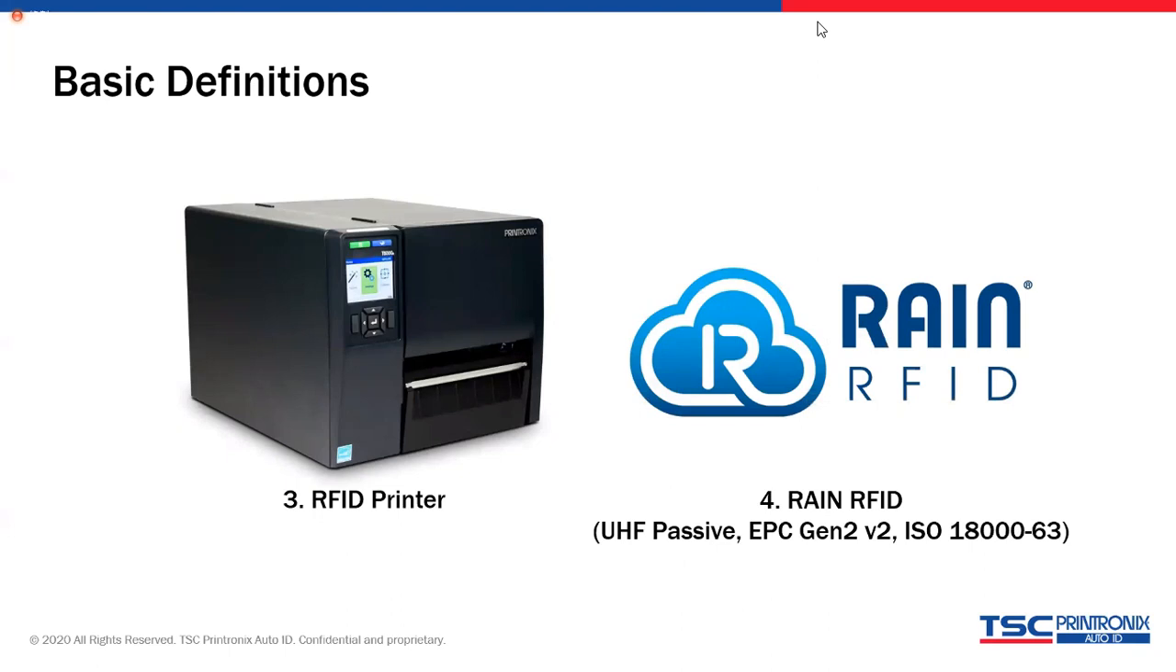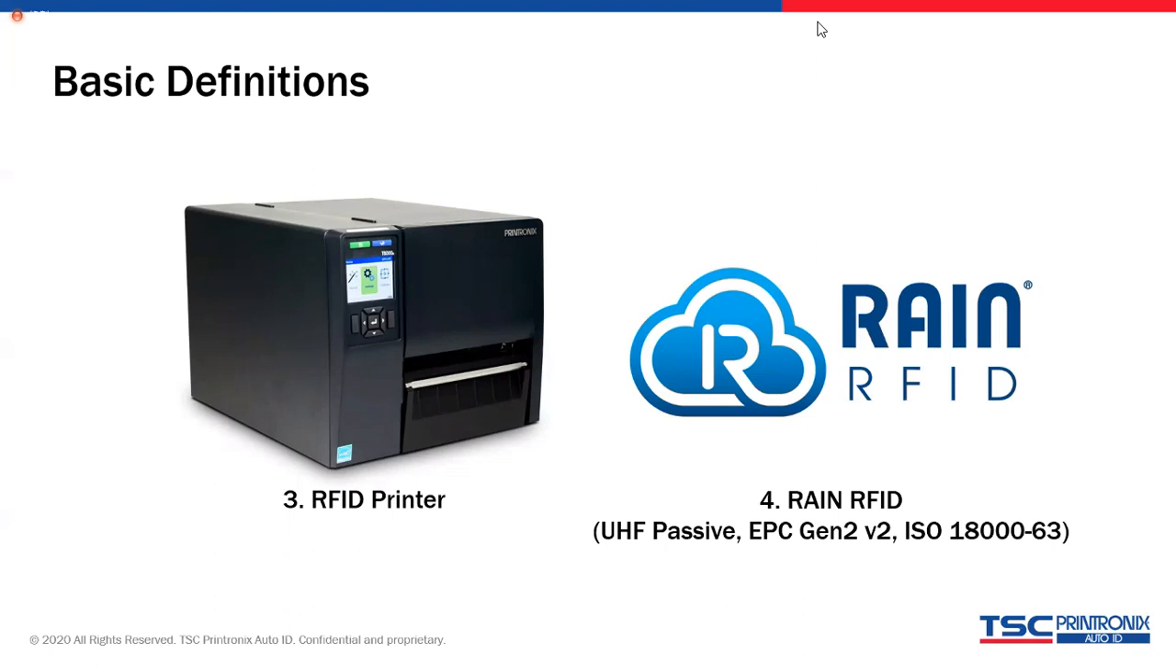RFID printers, number 3 here. You see a picture of a fairly typical barcode label printer there. That just happens to be one of ours. For those of you who don't know, there are millions and millions of these out in the world. Any big warehouse or transportation and logistics facility will probably have at least a dozen of these, sometimes many hundreds. These printers print barcode labels by the thousands at very high speeds.